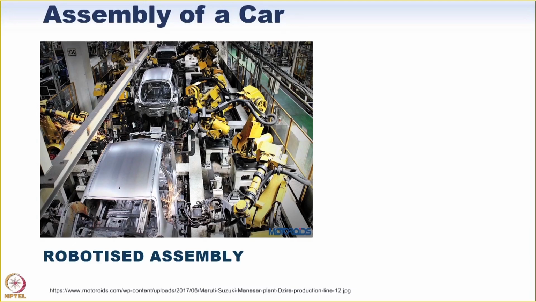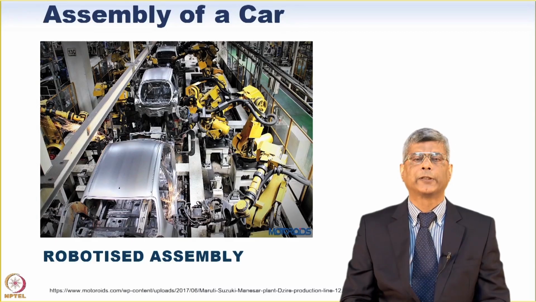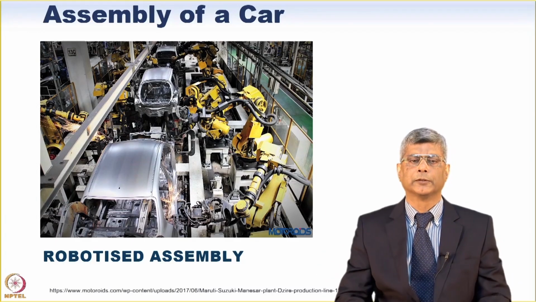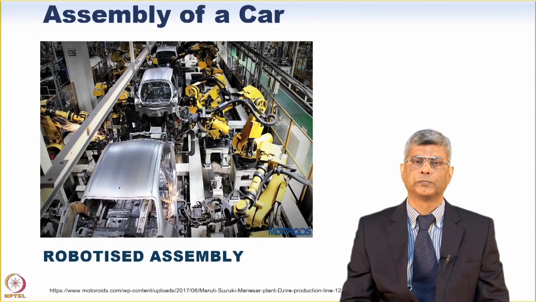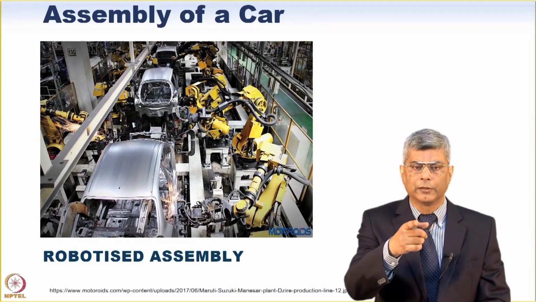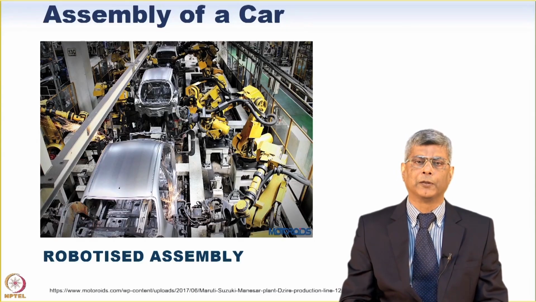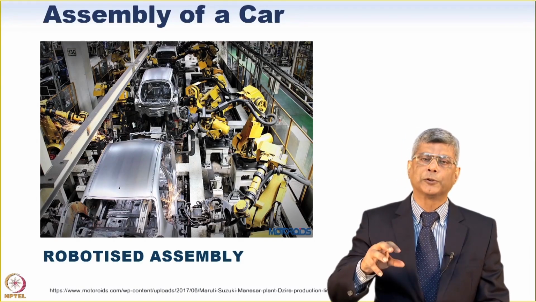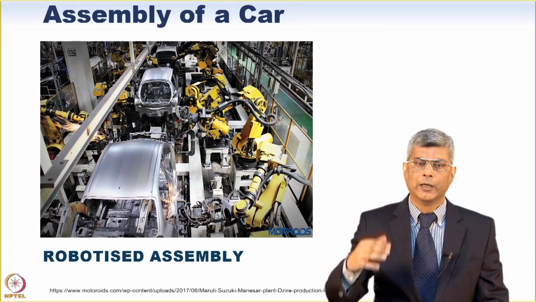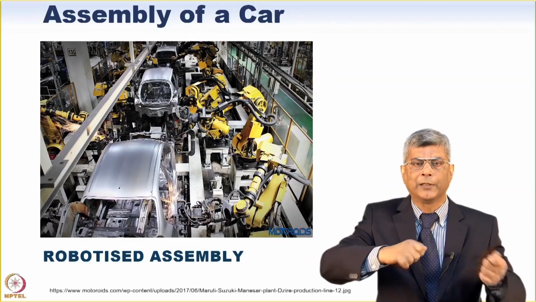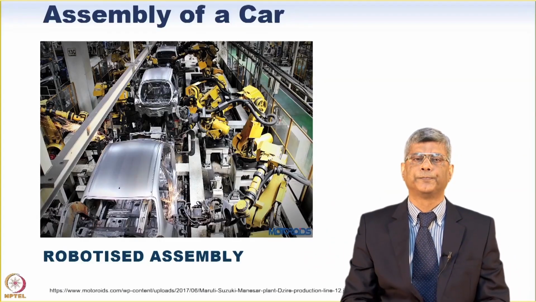But a lot of the modern plants are robotized. So there is actually no human being putting in the components. They're all robots, and you can see a picture of those robots. Now, these robots are not the ones that you may have read about or seen pictures of, robots who look like human beings. No. These are still robots which are arms coming in and assembling different parts of the car.